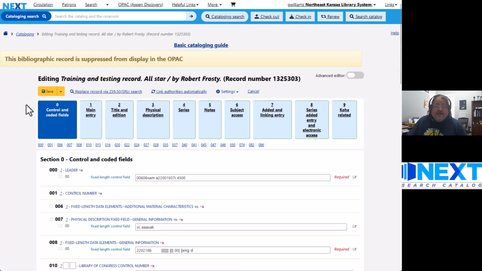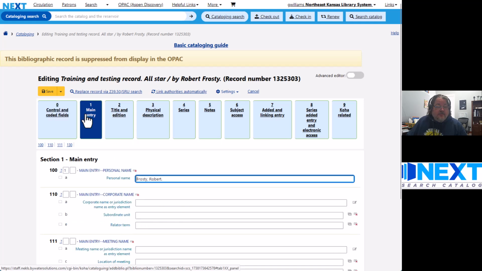Some of them are not a big deal. Hardly any of them are a big deal in Koha. Some of them become a bigger deal in Aspen Discovery, and that's why I wanted to make sure that we got some indicator stuff in here to make sure those get correct. So, main entry.